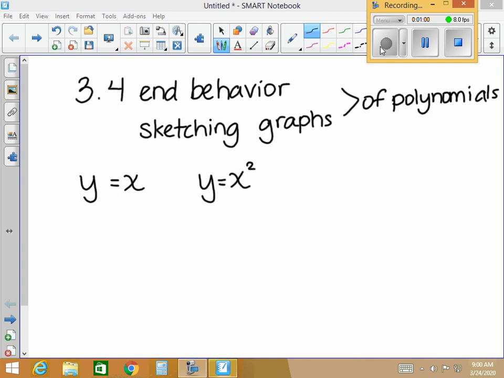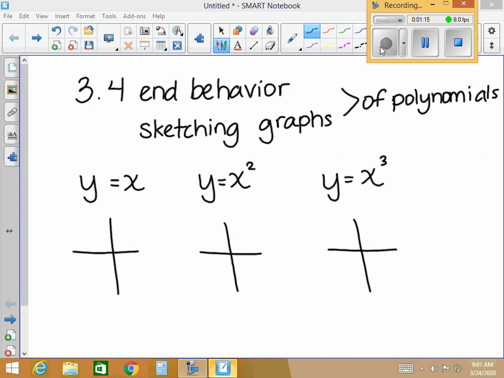So we're going to talk about end behavior, and then we're going to also talk about how we can sketch a graph if we know about the zeros of a graph. Remember that in our basic functions that we talked about, y equals x is a line that looks like that, and y equals x squared is a parabola, and y equals x cubed has that general shape, only it goes through the origin right there.